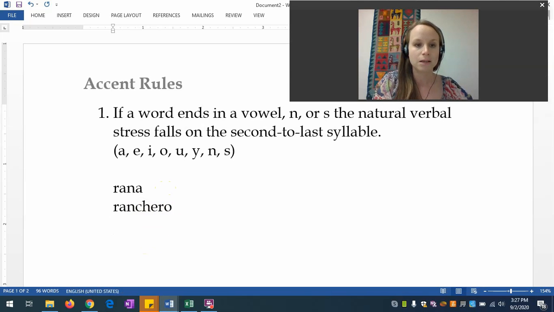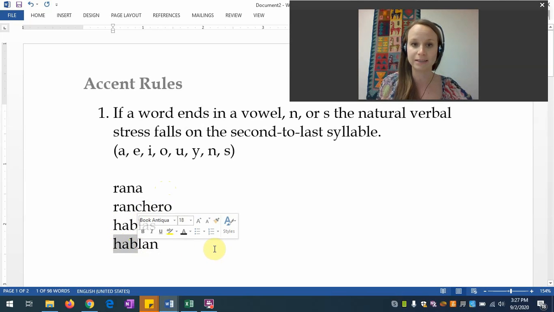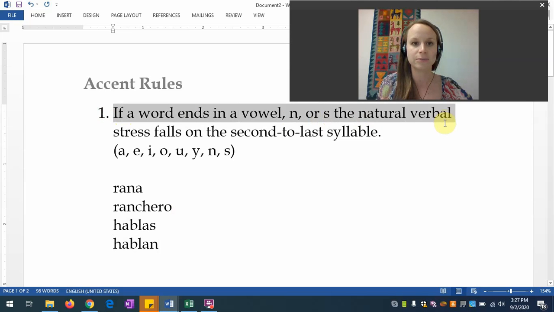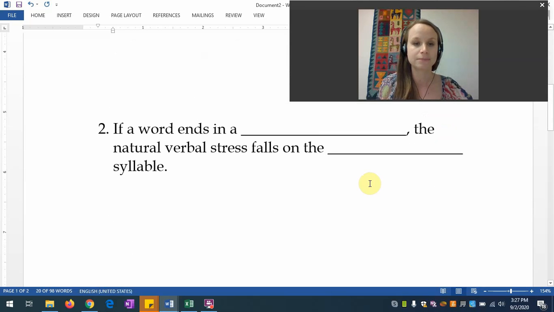Bien? You speak, hablas, hablas, second to last syllable. They speak. Hablan. Stress on that second to last syllable. So if a word ends in a vowel, N or S, the natural verbal stress falls on the second to last syllable. Our next rule.